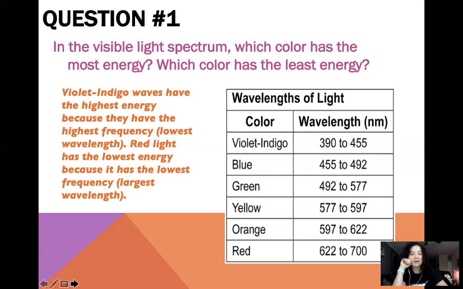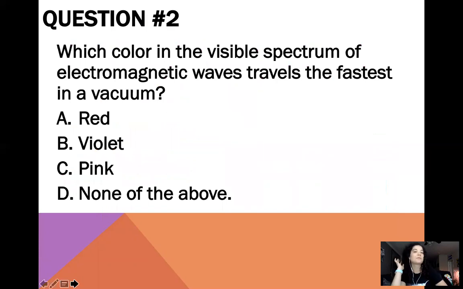All right, moving on. My next question, which color of the visible spectrum of electromagnetic waves travels the fastest in a vacuum? Pick your answer, and when you're ready, let's move on. So, what did you pick?